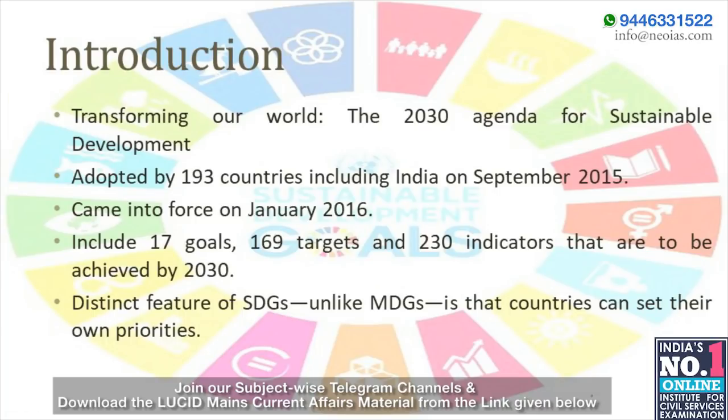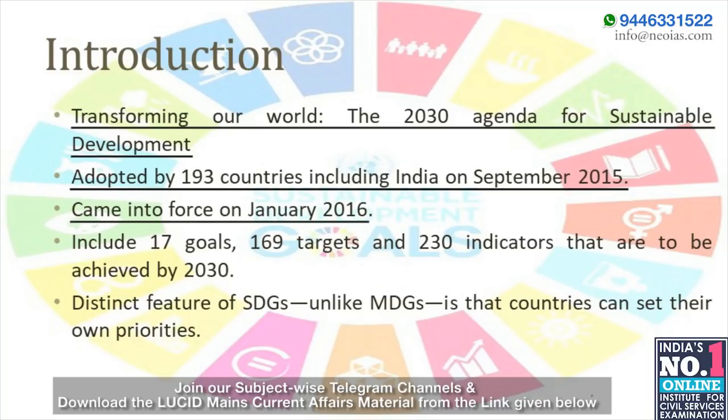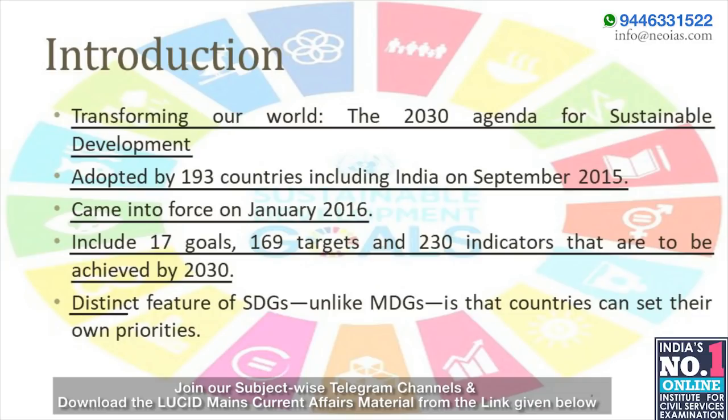Sustainable Development Goals, also called Transforming Our World, the 2030 Agenda for Sustainable Development. SDGs were adopted by 193 countries including India in September 2015 at the United Nations and came into force in January 2016. These include 17 goals, 169 targets and 230 indicators that are to be achieved by 2030. The distinctive feature of SDG, unlike its predecessor the Millennium Development Goal or MDG, is that the countries can set their own priorities and need not get tangled by global prescriptions.